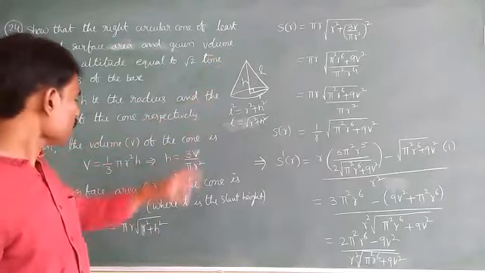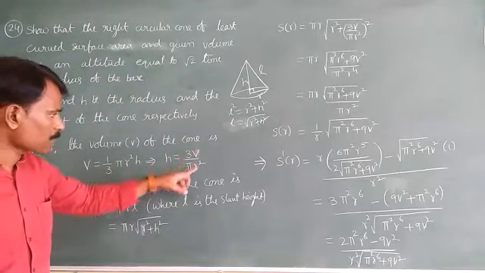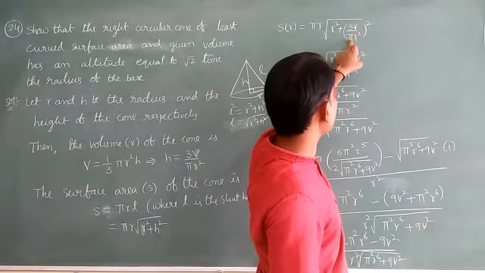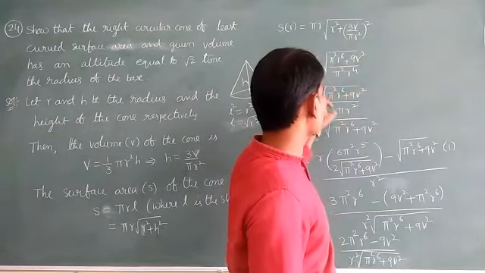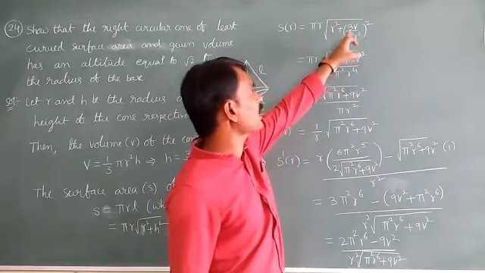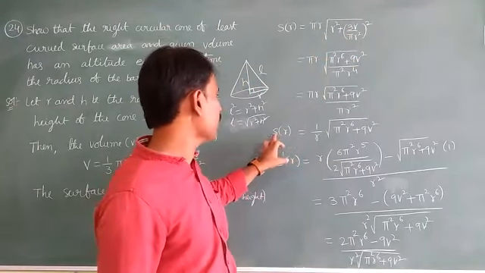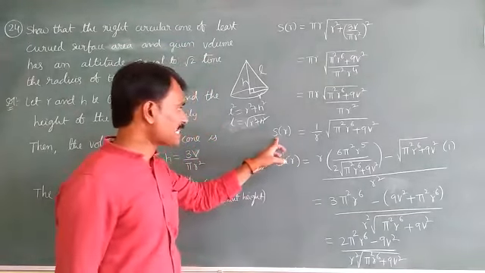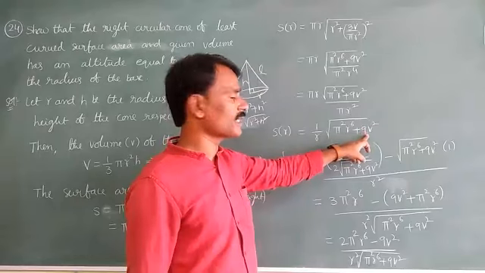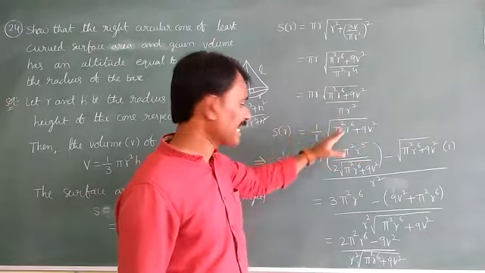Now, in the place of h, substitute this value. Now S of r is equal to πr into the root of r² plus (3V/πr²) whole squared. You will get this result: π²r⁴ in the denominator, 9V² over π²r⁴. Take the LCM and simplify this. Finally, S of r is equal to 1 by r into the root of π²r⁶ plus 9V². And this is the S of r only.